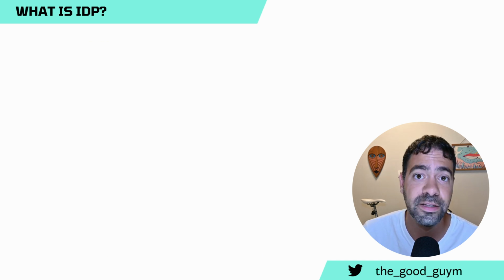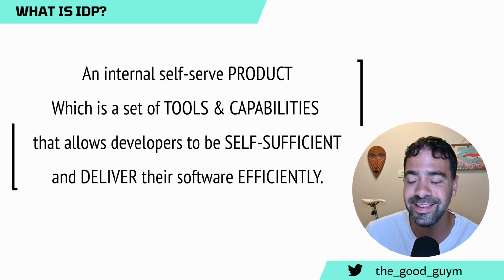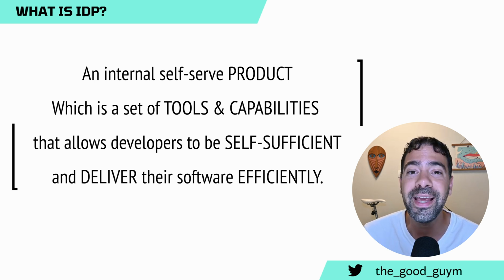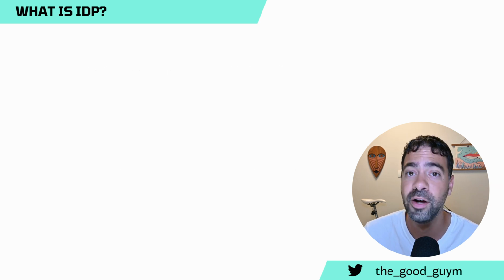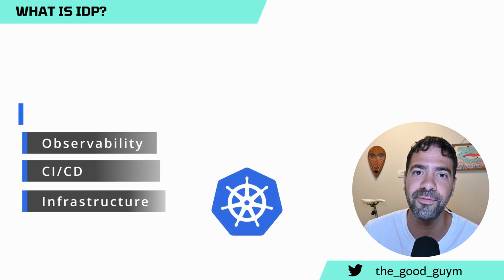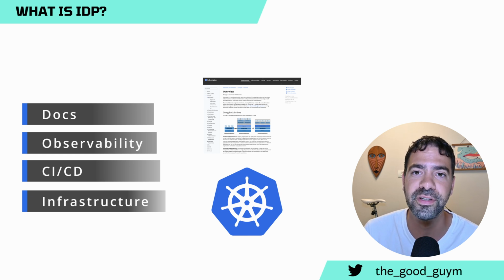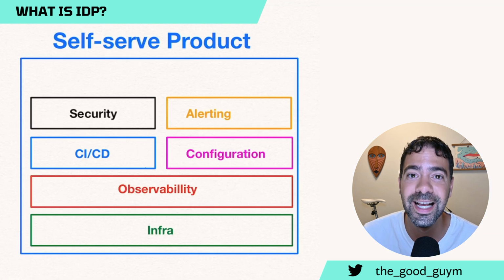platform. So, for myself, the definition is: an internal developer platform is an internal self-serve product, which is a set of tools and capabilities that allows developers to be self-sufficient and deliver software efficiently. It can be everything required for them in order to deliver their software, from infrastructure like Kubernetes clusters to even documentation platforms so they will be able to document their own services. As long as it's a single self-serve product.